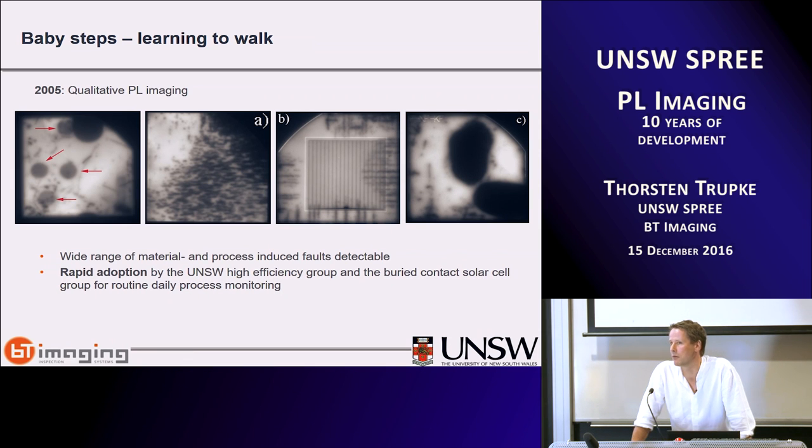Following that, the PL imaging technology very rapidly took off here at UNSW, especially Jeff Cotter, who was leading the buried contact solar cell development here, basically switched to PL imaging from one day to the next. And within a week, they were using PL imaging on a daily basis for their process monitoring. And you can see why. These are all examples of samples that they measured. And there's all kinds of problems with wafer quality, with processing, with wafer handling that they found that they were completely unaware of, which had a major impact on their cell efficiency output. It really was that rapid feedback that they got from the PL imaging that helped them improve their processes dramatically. So, very rapid adoption of this technique here at UNSW.